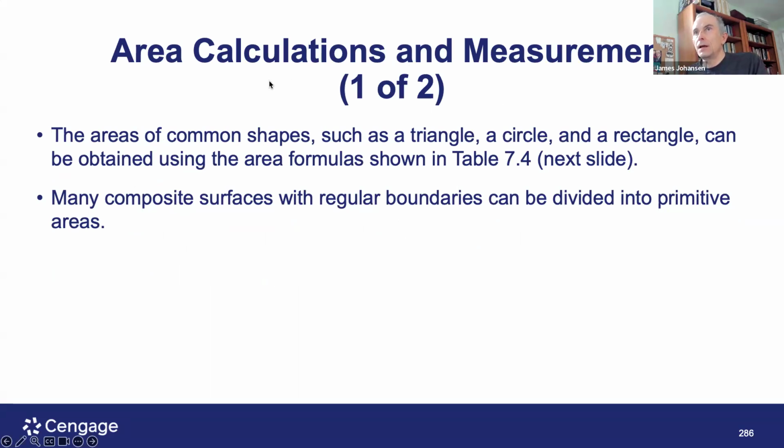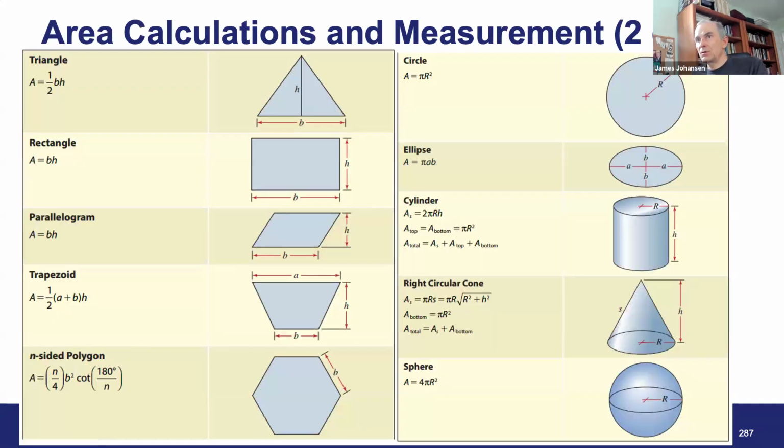Think of the area calculations. The next chart, which we'll have in just a minute, shows areas of common shapes, such as triangles, circles, and rectangles. We have formulas available for us, and many composite surfaces with regular boundaries can be divided into primitive areas. The second part is something we're going to see in about two or three charts: we can start to come up with an area calculation by breaking it up into parts.